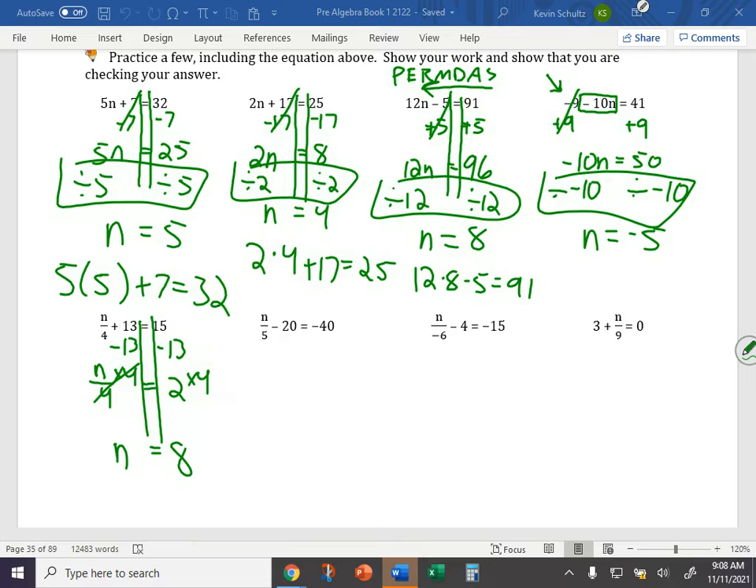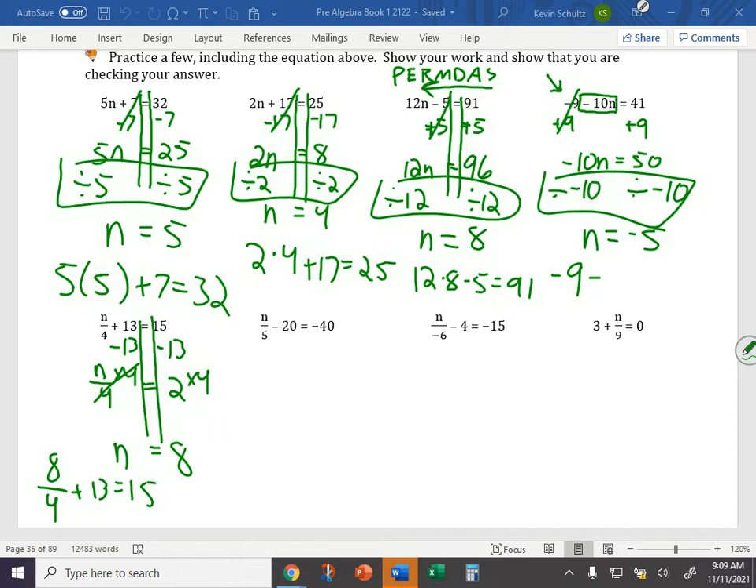When you check this, n divided by 4 becomes 8 divided by 4. 8 divided by 4 is 2 plus 13. 2 plus 13 is indeed 15. Going back to this last one, thank you, Kate, for the reminder to check.